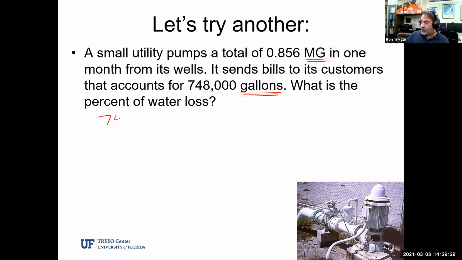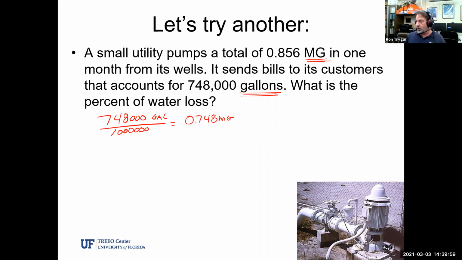So 748,000 gallons is divided by 1 million, which we talked about quite a bit here today. So 748,000 divided by 1 million to get it in million gallon units. We have 0.748 million gallons. So we can work with that, and it's a little bit easier to handle because we don't have as many zeros. So why don't we do that?